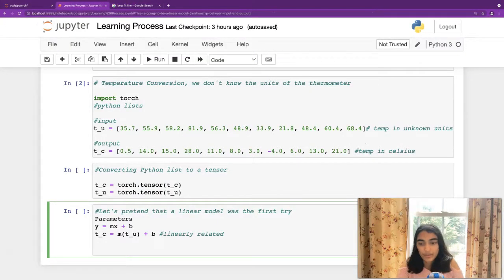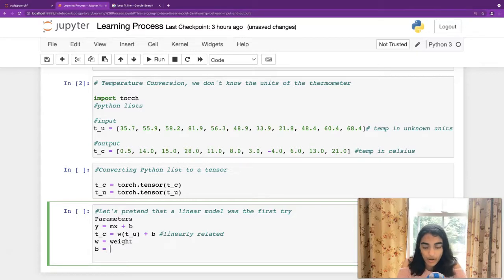Okay, before that, let's give a name for our M. Our M is actually a W in machine learning, and B is B. So W is the weight, and B you would call the bias. And the weight tells you how much a given input influences the output, and you can see that, right?